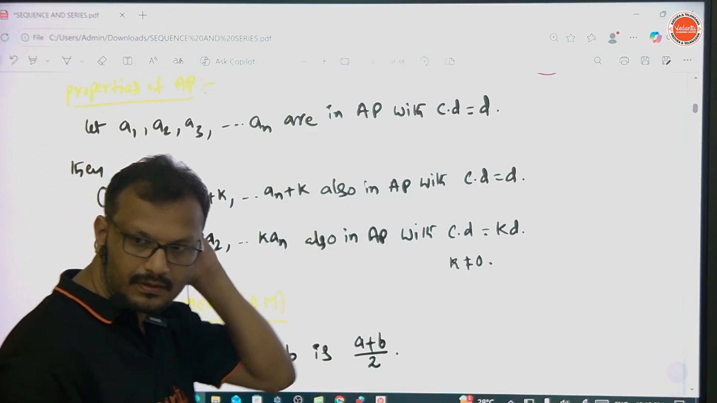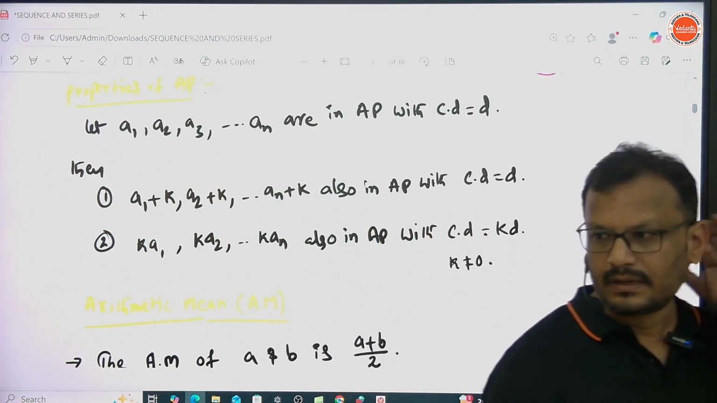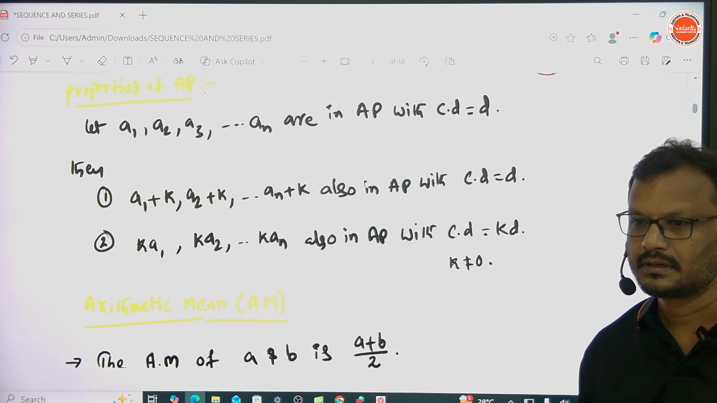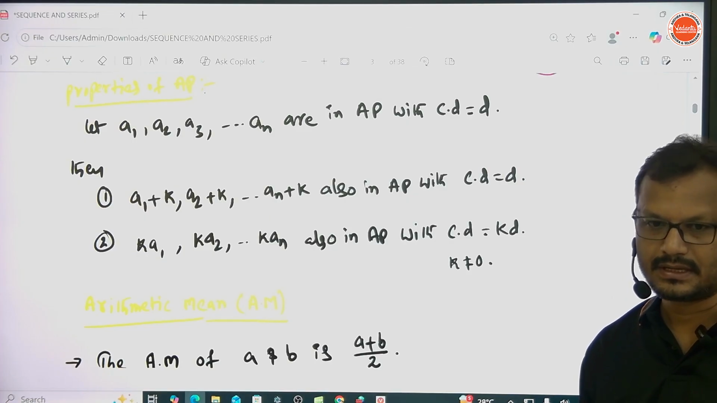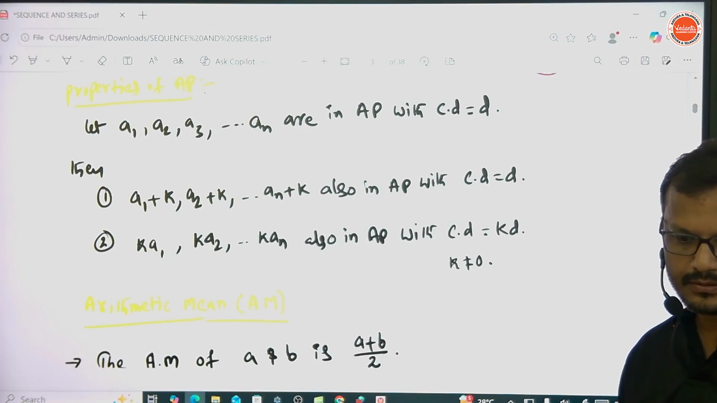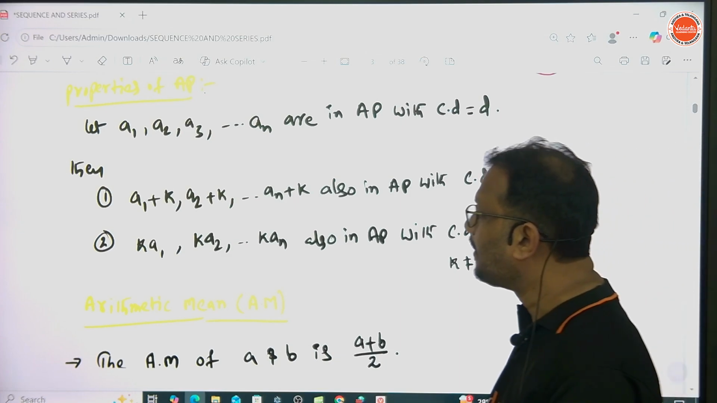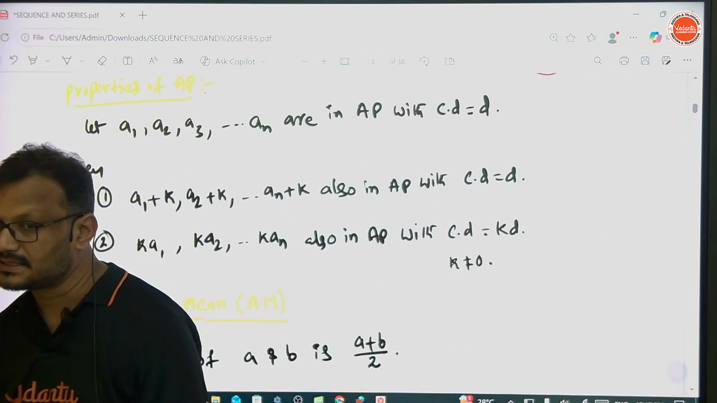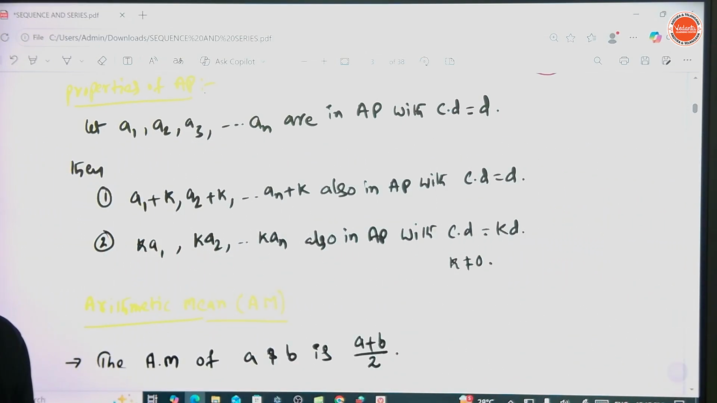Arithmetic mean. Generally, what is the mean? Mean of the numbers, the average basically. Generally, we take the average. So you wrote that if A, B, C, the mean of A, B, C is not B equal to A plus C by 2, the average of those three numbers.